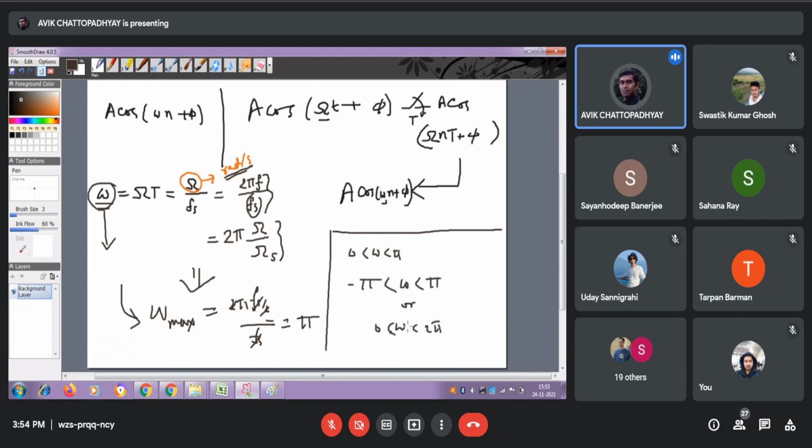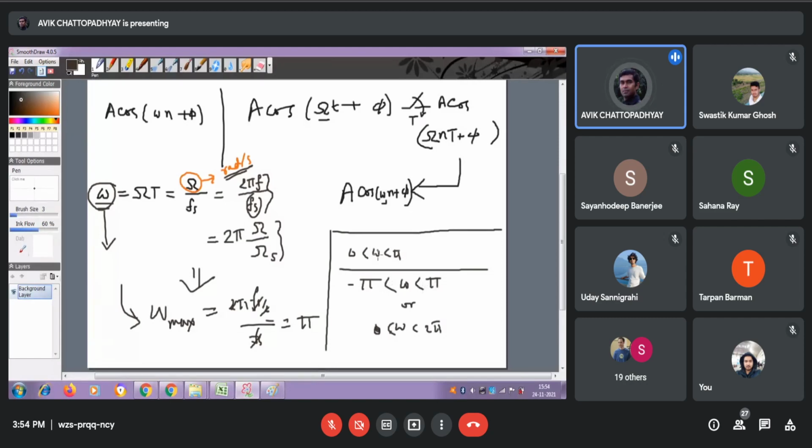Same thing, the difference is 2 pi. So here also sometimes people prefer to write it like this. Okay, so just to indicate that for the real signal, whatever positive frequencies are there, the negative frequencies are also there. So both exist in the spectrum.